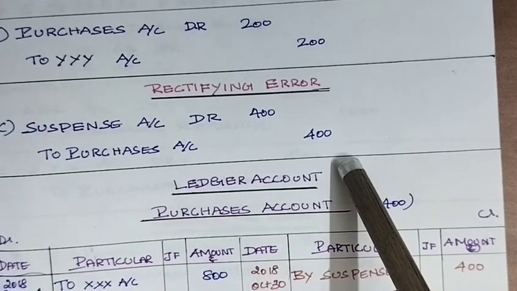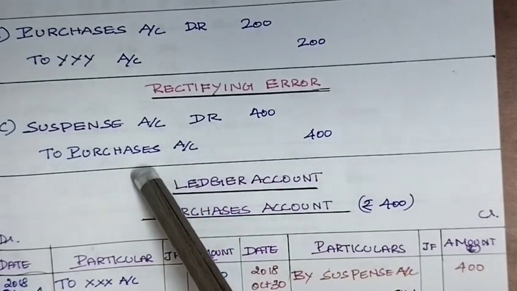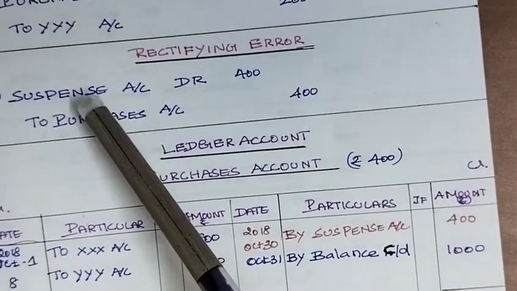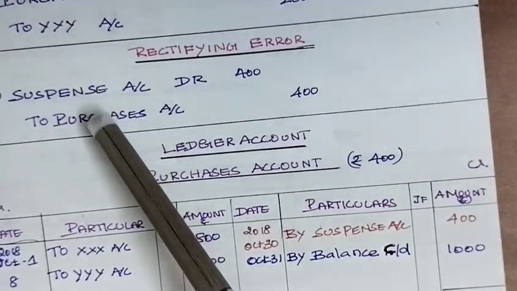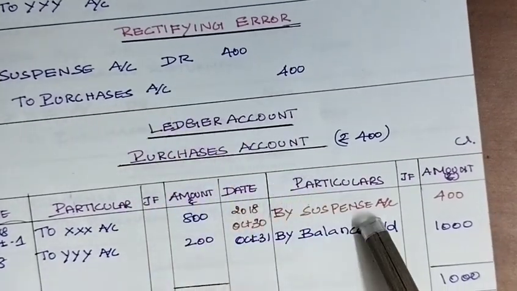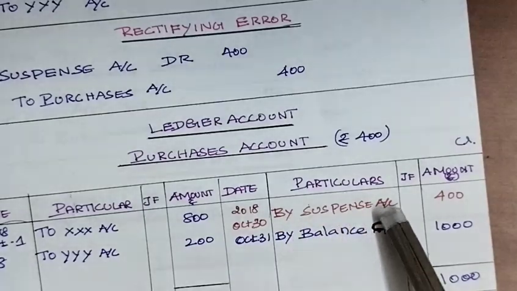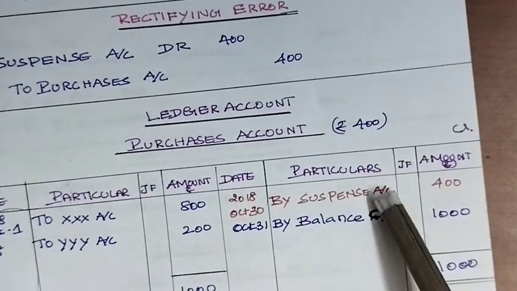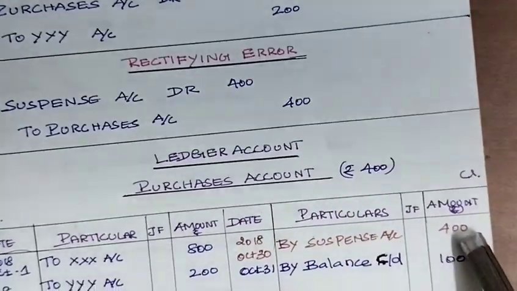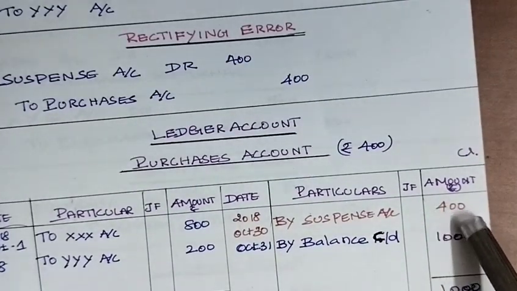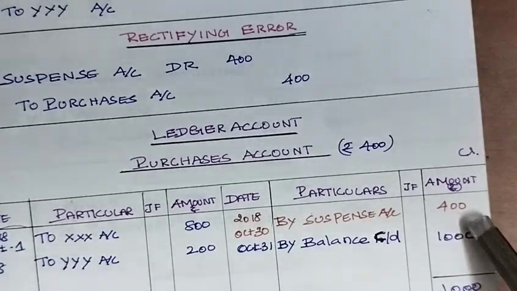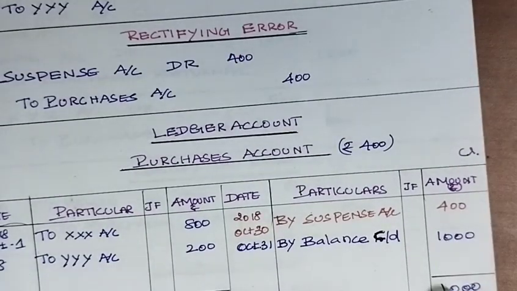Where is the purchases account? Purchases account is on the credit side. In the ledger account, what is the opposite account? Suspense account. So purchases account shows on the credit side only. In the ledger account, you go to the credit side, and you have to write the opposite account name, that means suspense account. How much rupees? 400 rupees increased. You write the 400 rupees here. We entered it. Now everything will change to balance it.